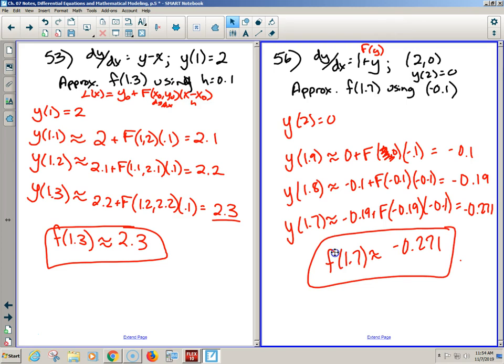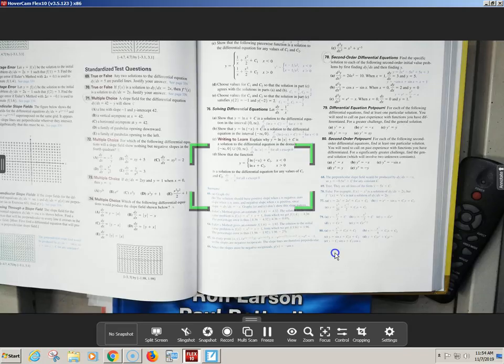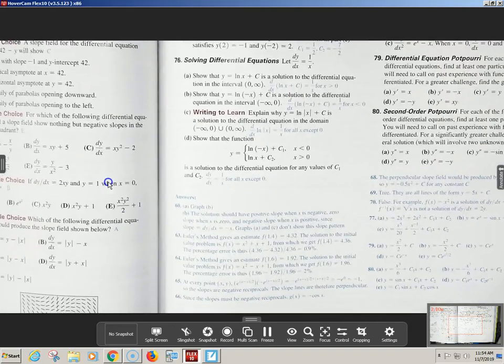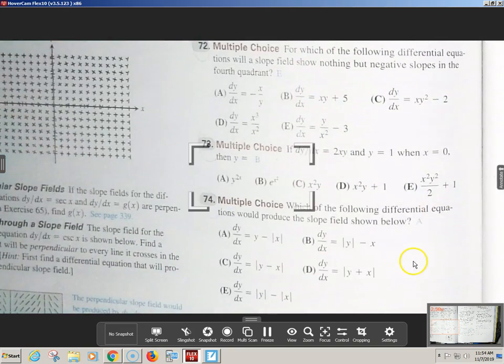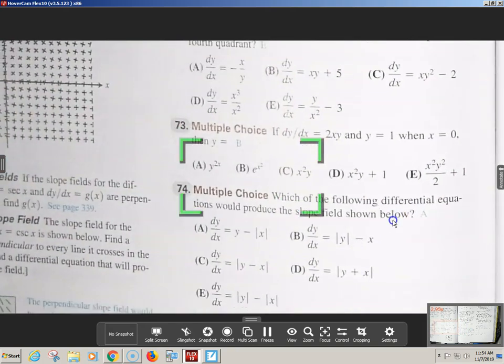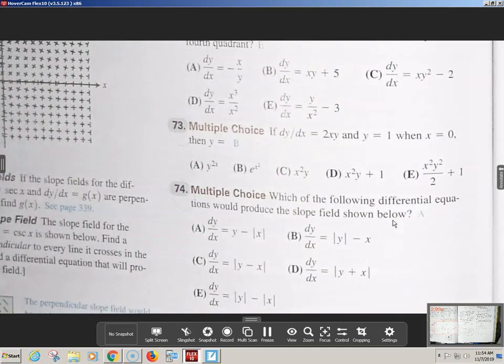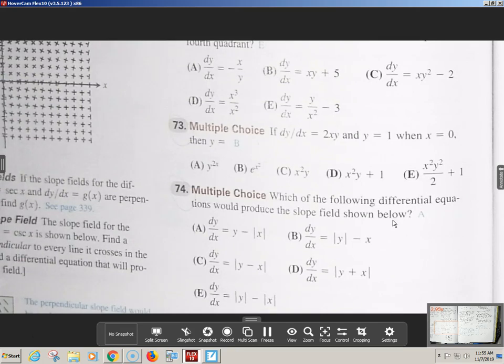Okay, and then you said number 73, right? All right, guys, this one's a matching one. Let's go have some fun. So the matching one says, differential equation, dy dx equals 2xy. Wait, what order differential equation is this? First, because what's the only derivative you see? A first derivative? Anyway, if dy dx is equal to 2xy and y equals 1 when x equals 0, then y equals.